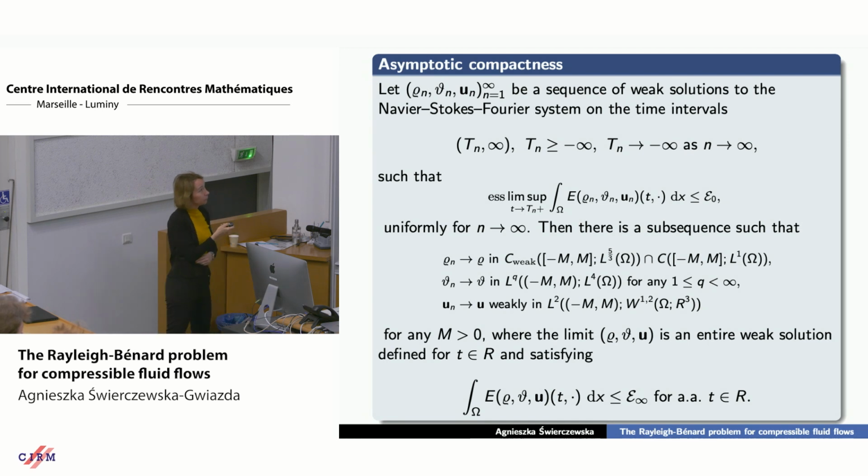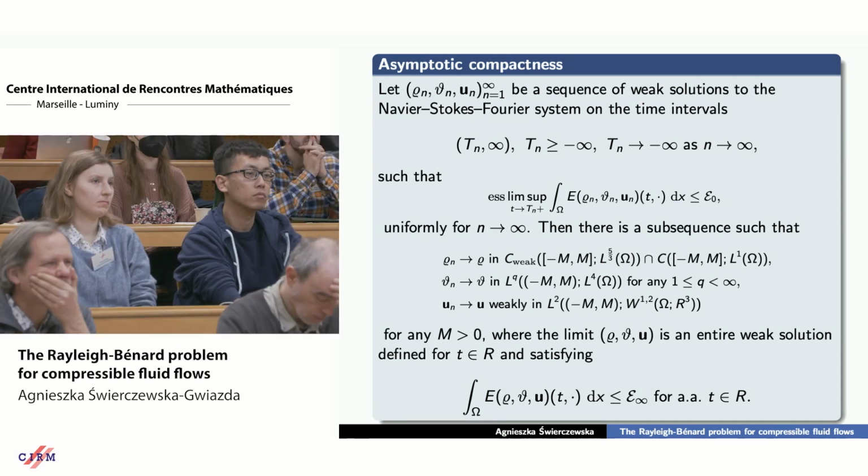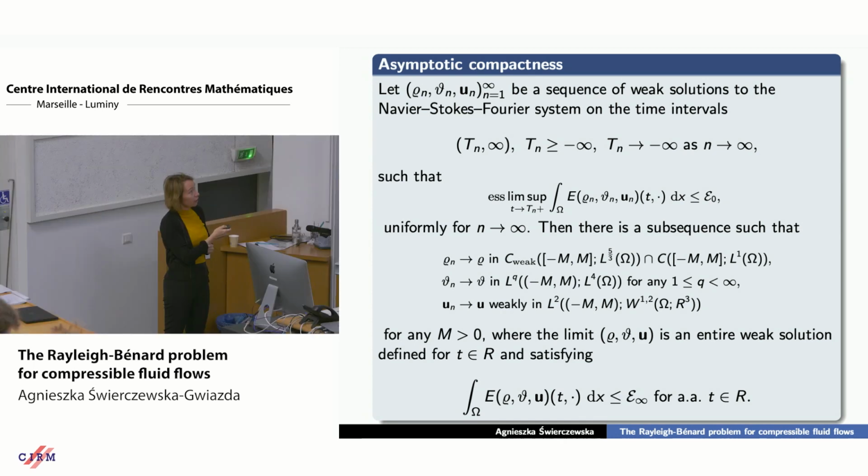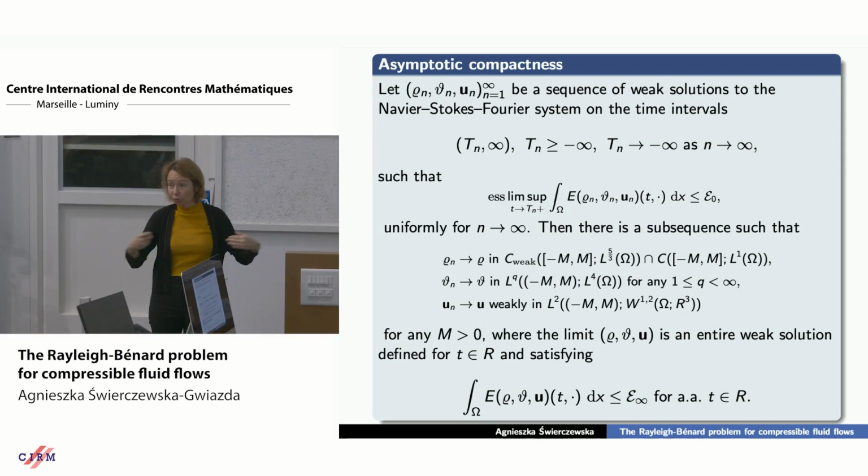And asymptotic compactness, what I mean by that. So I look at the sequence of solutions. By that I mean this index n is related with the time interval prescribed on Tn to infinity, and with Tn we pass to minus infinity. So we want to have it on the whole real line, such that this energy is uniformly bounded.